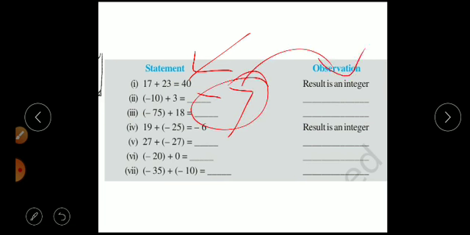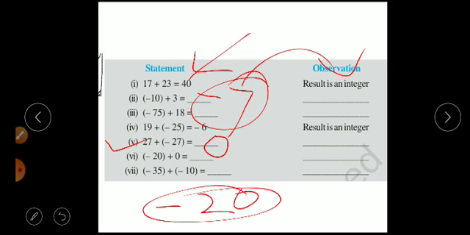Similarly, you can solve the third, fourth, fifth. Okay, what is the fifth? 27 plus -27. Now this will become equal to 0 and 0 is neither positive nor negative integer. Okay, this is a whole number. Now -20 plus 0. What will -20 plus 0 be equal to? When any number is added to 0, it will always remain the same as before. So -20 plus 0 will be equal to -20. Okay, and this is a negative integer.